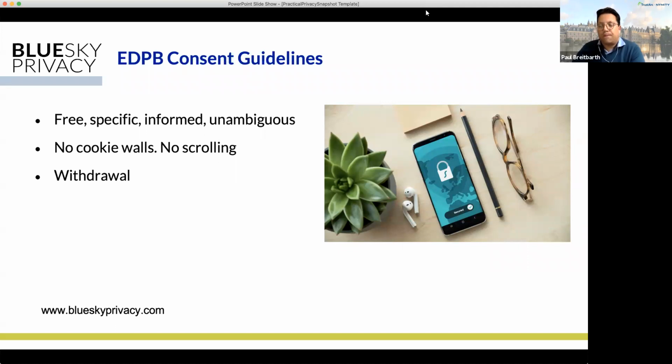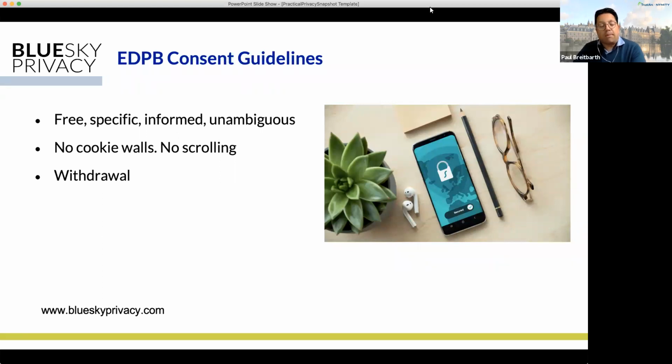And free also means that it cannot be given when there is an imbalance of power, for example, in an employment situation. Specific means that the consent needs to be provided for a very specific purpose, a very specific set of data being processed by the organization, following full information to the individual about what is going to happen with their data. That is the part about being informed.